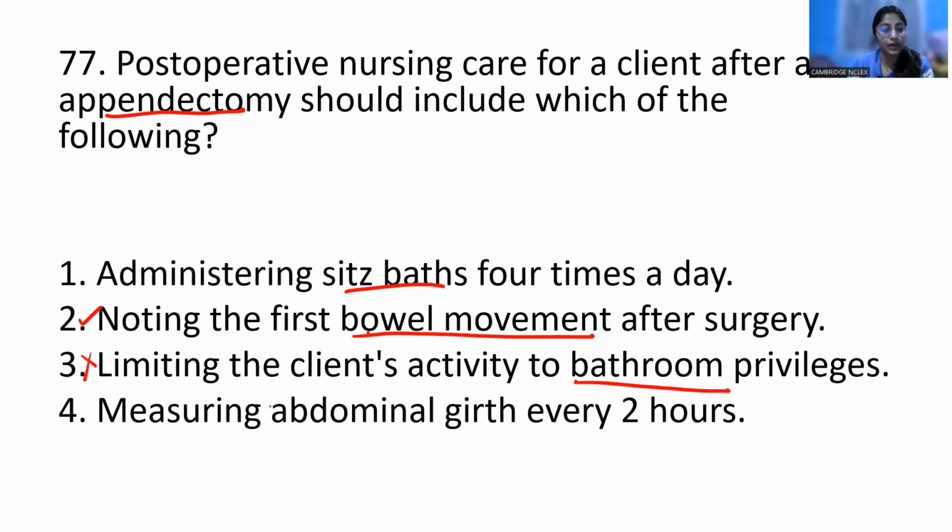Option 4 is measuring abdominal girth every 2 hours. Now, for a patient who has had an appendectomy, it's very important to check for abdominal sounds. We need to listen and palpate the abdomen for any abnormalities, but measuring abdominal girth every 2 hours isn't necessary in this case. So this is also an incorrect option. The correct answer is option number 2, which is noting the first bowel movement after surgery.